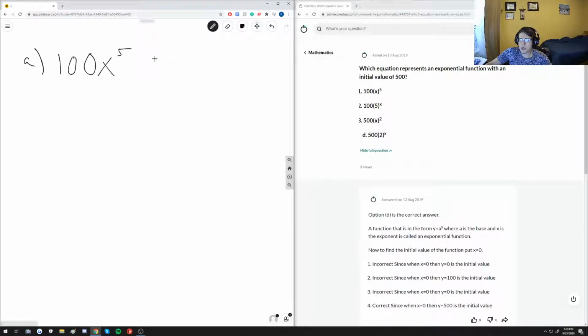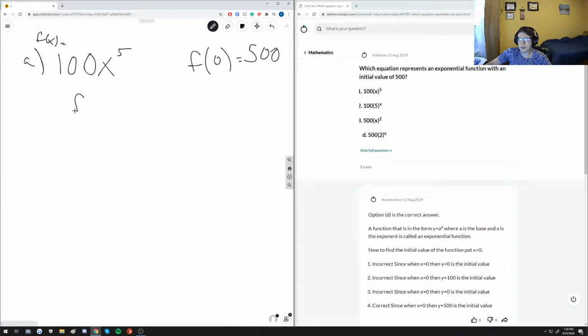So what an exponential function with an initial value of 500 means is that f of 0, our initial value, has to equal 500. Okay? So if that is true for any of these cases of f of x, then its initial value is 500, and that is the correct answer.